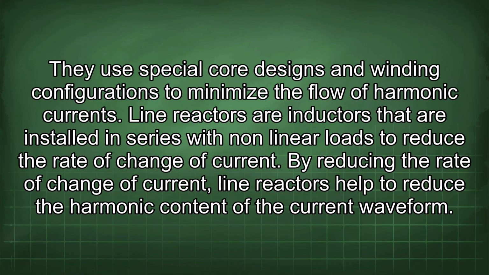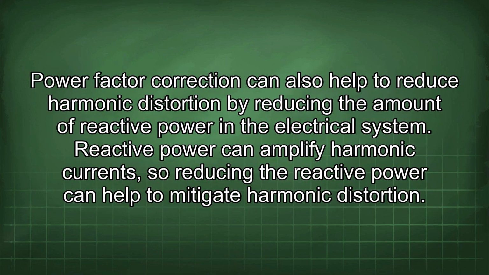Line reactors are inductors that are installed in series with nonlinear loads to reduce the rate of change of current. By reducing the rate of change of current, line reactors help to reduce the harmonic content of the current waveform. Power factor correction can also help to reduce harmonic distortion by reducing the amount of reactive power in the electrical system. Reactive power can amplify harmonic currents, so reducing the reactive power can help to mitigate harmonic distortion.